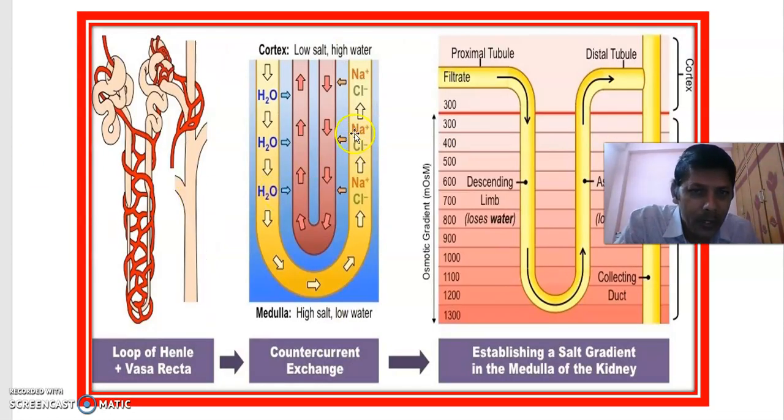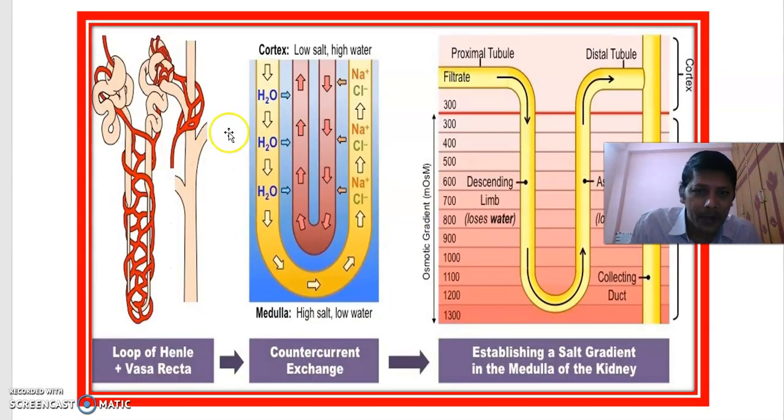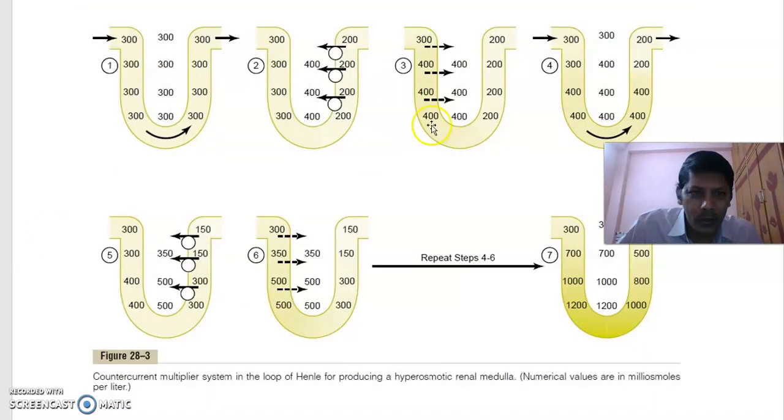Now observe this one. This is the ascending limb of the loop of Henle. This salt is entering into the descending limb of vasa recta. That is the point they mentioned here. Observe here, NaCl is transported by the ascending limb of Henle's loop, which is exchanged with the descending limb of vasa recta. This is the descending limb of vasa recta I told you earlier. That is that point. I will come back to this slide.